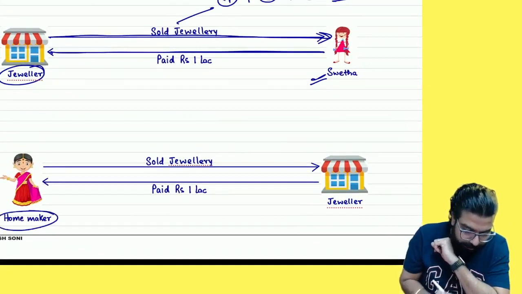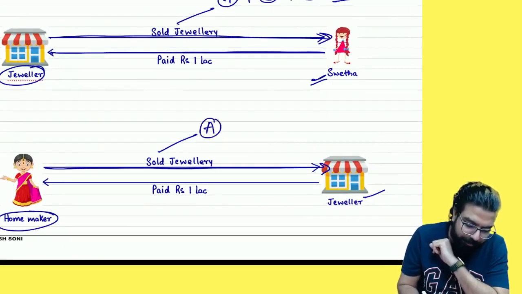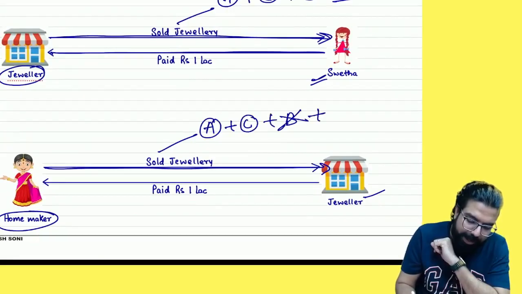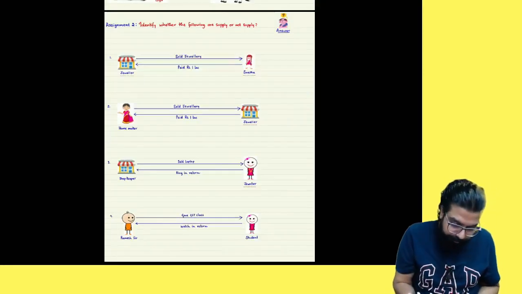A homemaker sold jewelry to a jeweler. Activity for a consideration. Business, non business. And hence, will it be a supply, not supply? Will GST get imposed? Are we all clear? Chalo, we'll move to the next one.